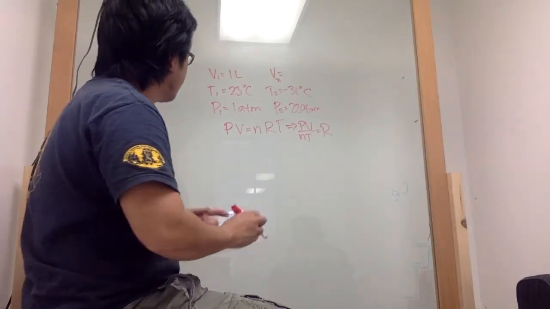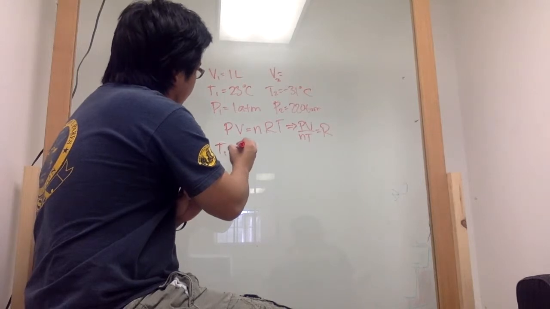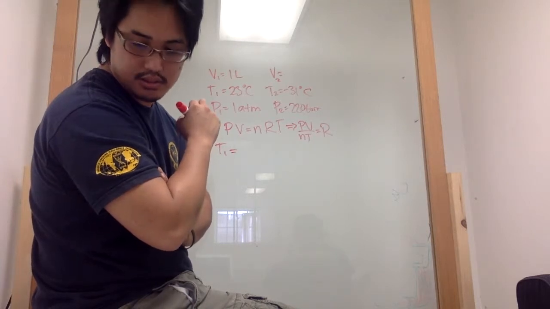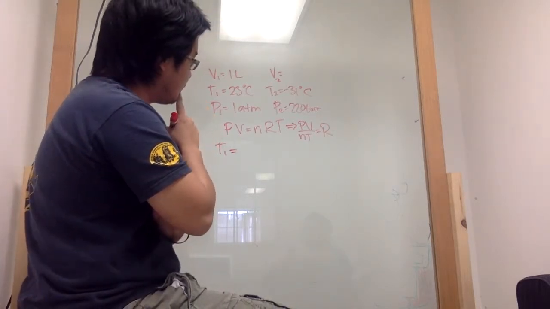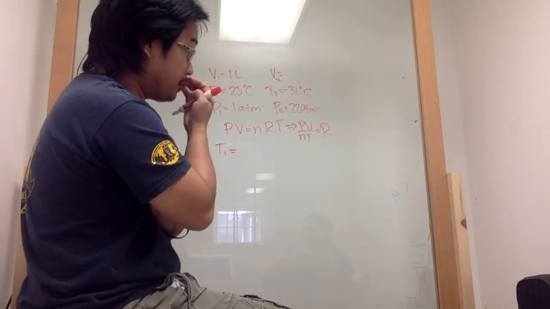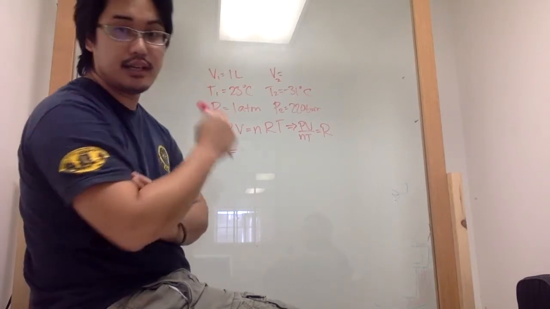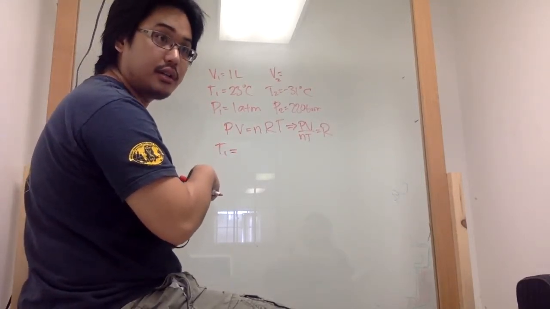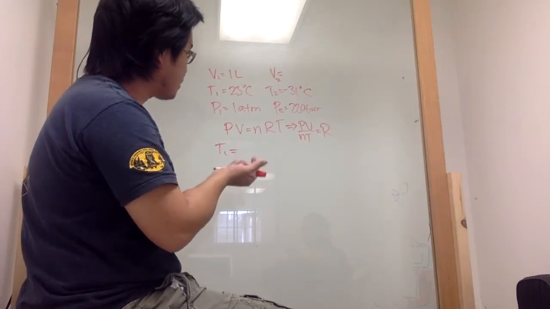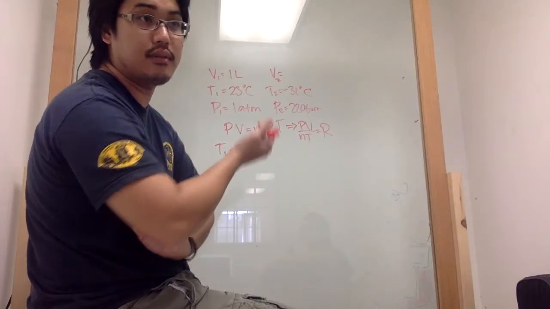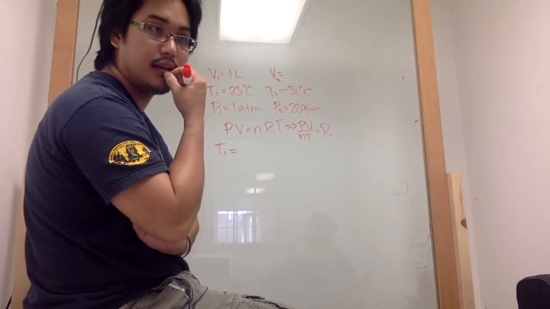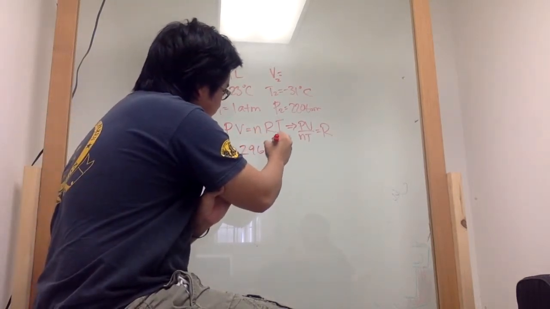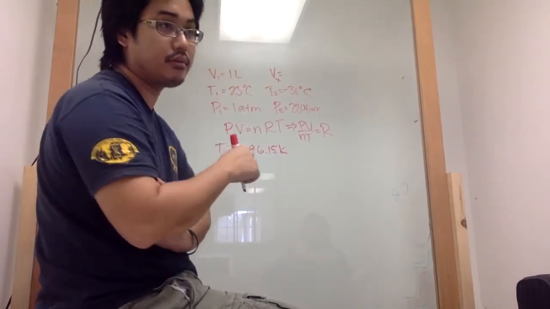So temperature 1, I don't want to write down 23 degrees centigrade. I want to write down 23 plus 273. Pressure P1 is 1 atmosphere, because they said they filled the balloon at 1 atmosphere. That's where the pressure was initially. And the volume was 1 liter, and the temperature is 273 plus 23, which is 296. So 296.15 Kelvin is your initial temperature.